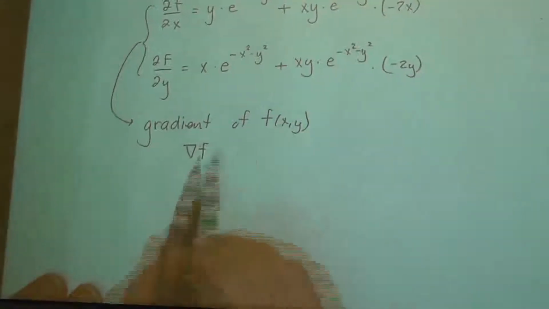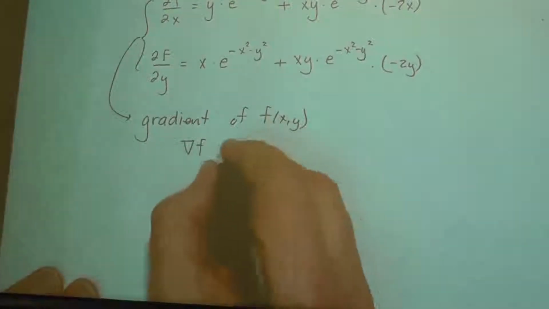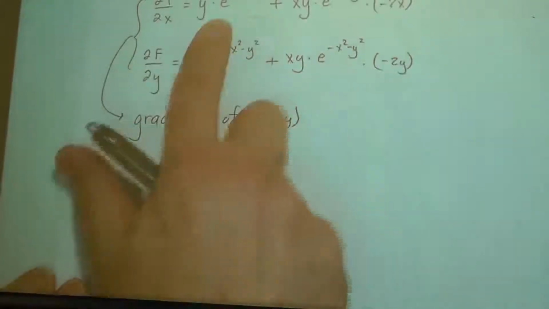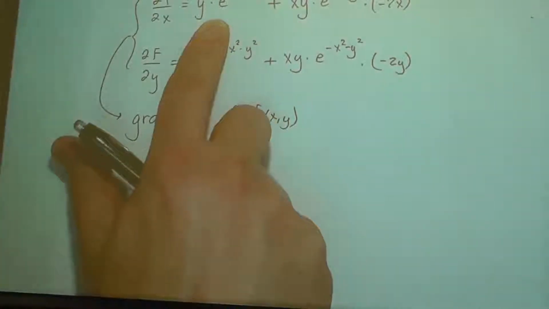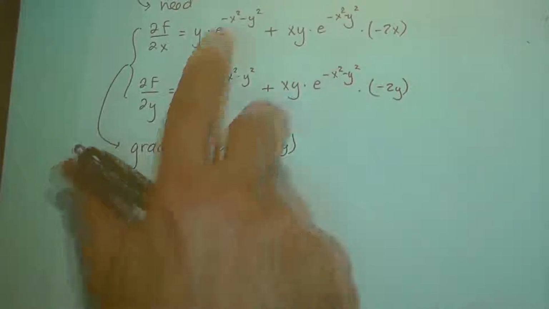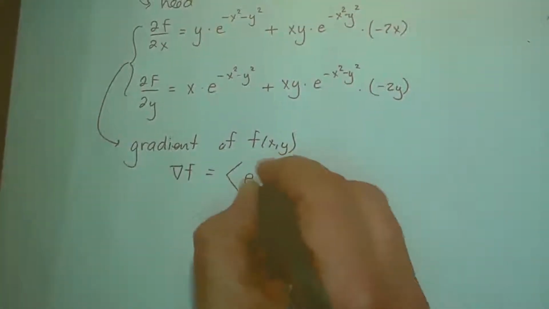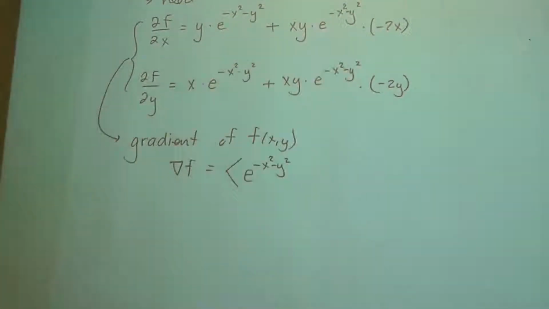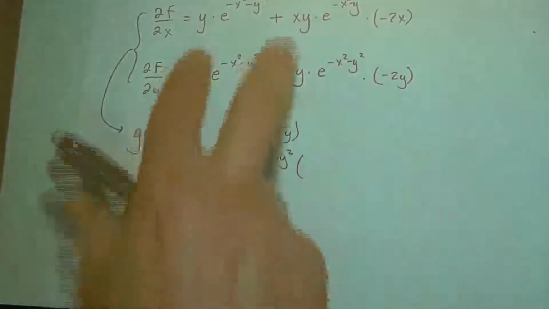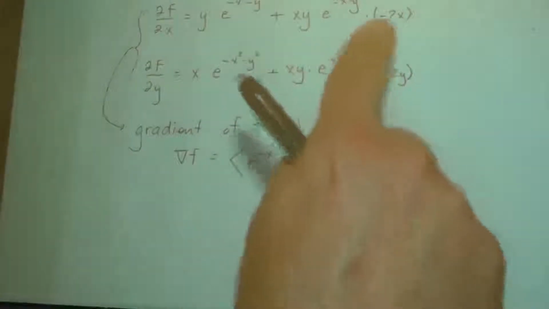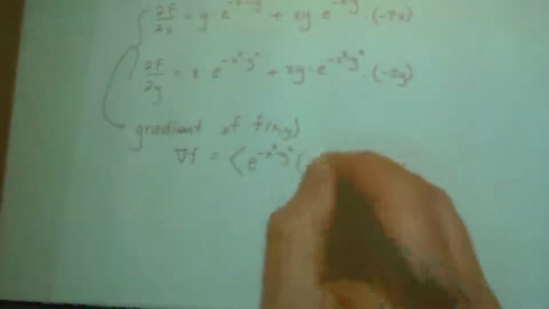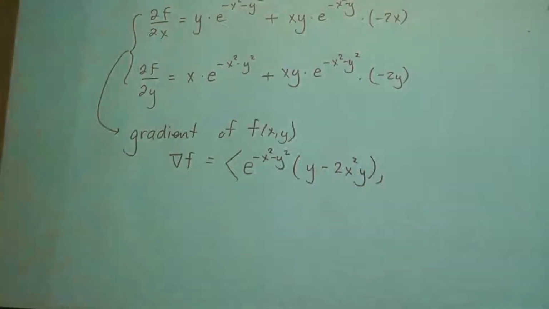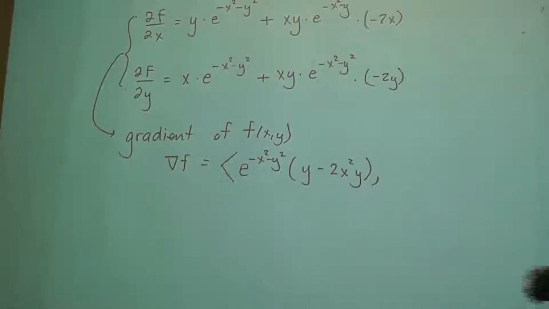And again, the gradient of f of x, y, denoted with this del f symbol, is a two-component vector that has this as its I component. So one thing I'm going to do to make that a little bit neater is this. Since that exponential appears in both terms, I'm going to factor it out. And then what's left over from this would be y minus 2x squared y. And that's my full I component for the gradient.